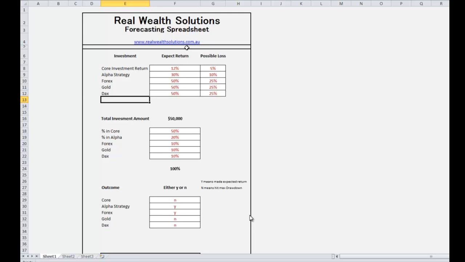Of course, there is the possibility that the investments might not make a profit. They might lose money, and so it is important to forecast what might happen if these investments were to lose money instead of making money. We need to make sure we look at the risk as well as the reward.